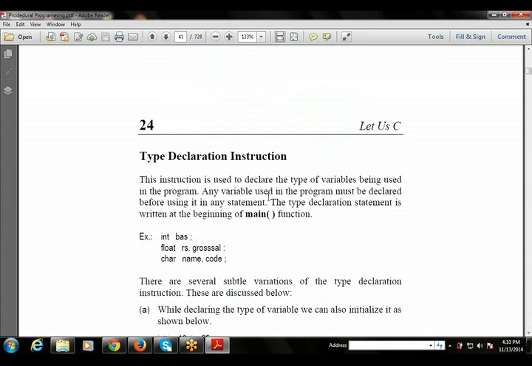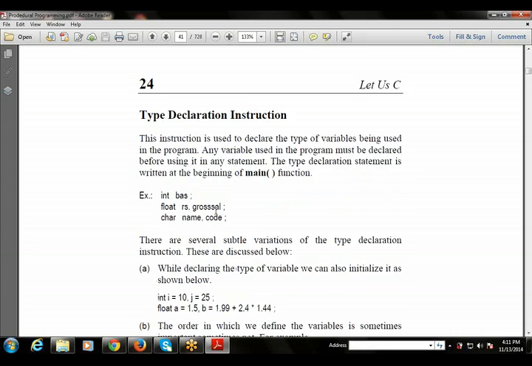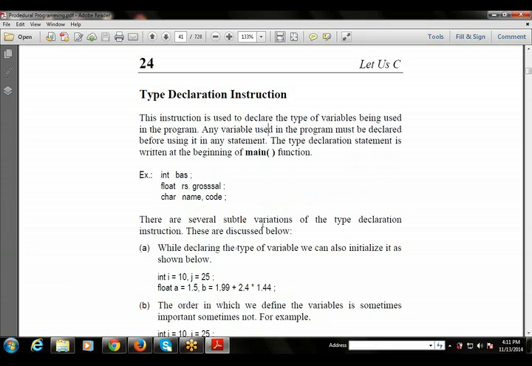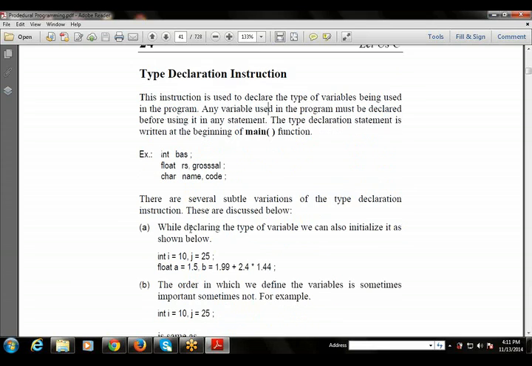Now, the type declaration instruction is the instruction used to declare the type of the variable. What is the type of the data? It may be int, float, double, or long. There are multiple types that define what kind of data is available. There are several subtle variations of the type declaration instruction that are discussed below.